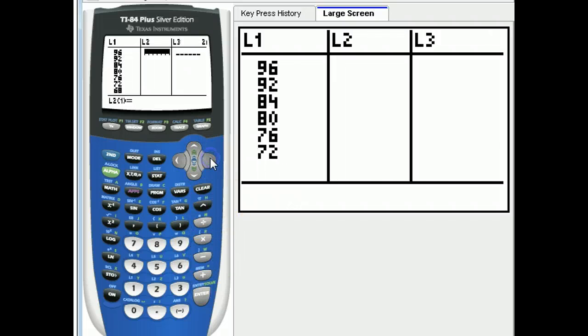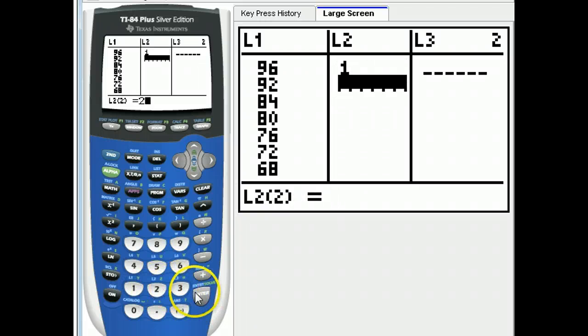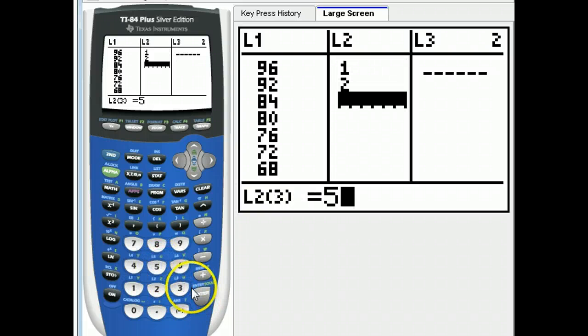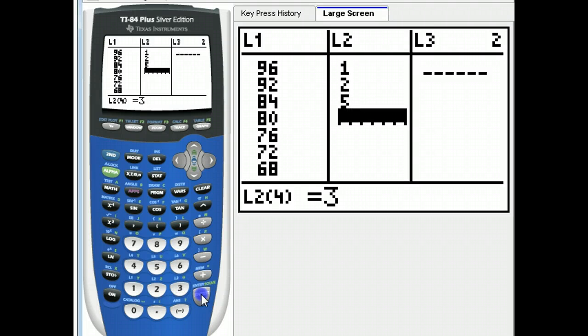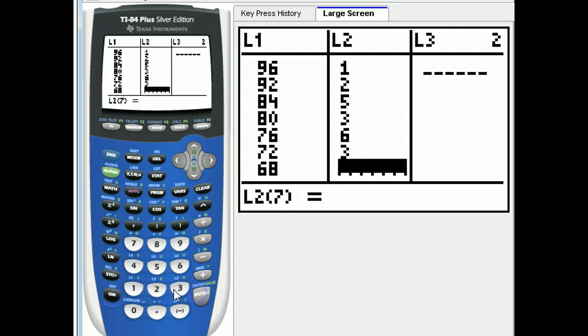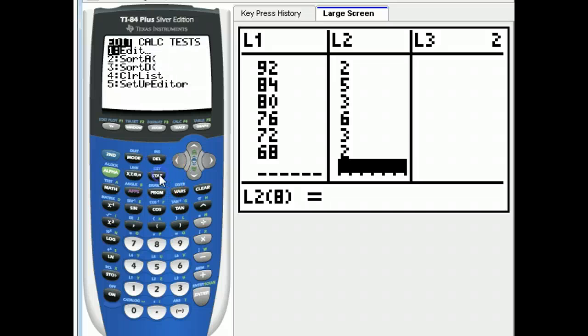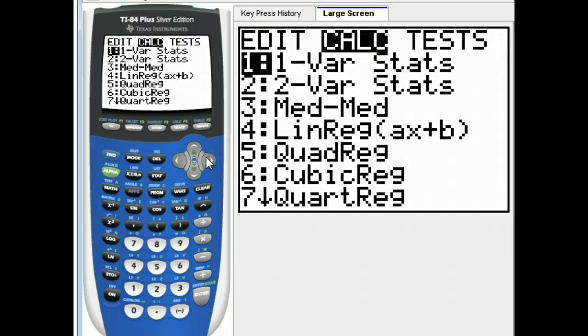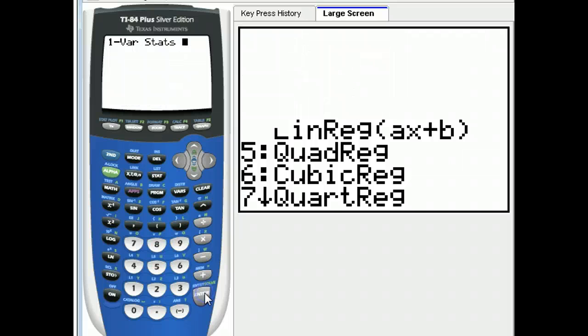Now, if I move over here to list number 2, I can put in the frequencies. 1, 2, 5, 3, 6, 3, 2. So you have two different things here. You have list 1 with the test scores, list 2 with the frequency. If you go to stat, calc, and then you go down to, not 2 variable stats, standard deviation is still 1 variable stats.